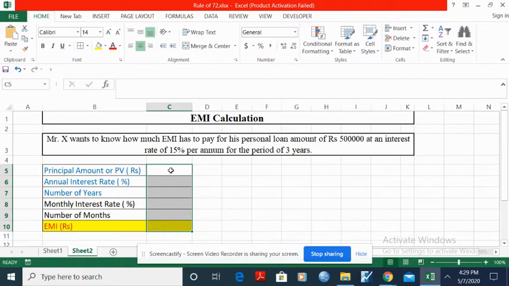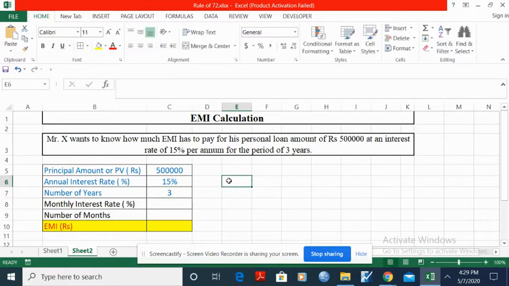There are three inputs given in this problem. I highlighted these three inputs in blue color, and I will take these three inputs. The first one is the principal amount, or the loan amount you are taking, that is 5 lakh rupees. The annual interest rate, they clearly mention, is 15 percent. The number of years, they clearly mention, is 3.